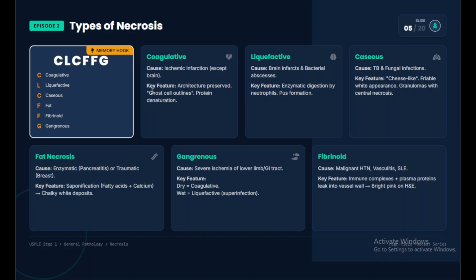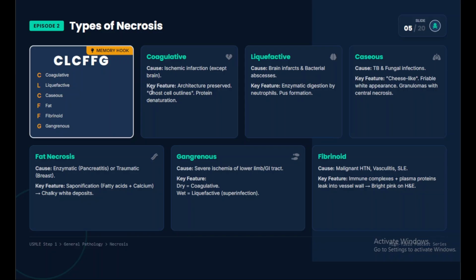So it usually occurs when severe ischemia affects a large area of tissue, particularly in the lower limbs or gastrointestinal tract. Gangrene can be divided into two main types. I think you should listen to this very carefully, and this is something I used to forget when I was a Step 1 candidate. The first one is dry gangrene, and the second one is wet gangrene.